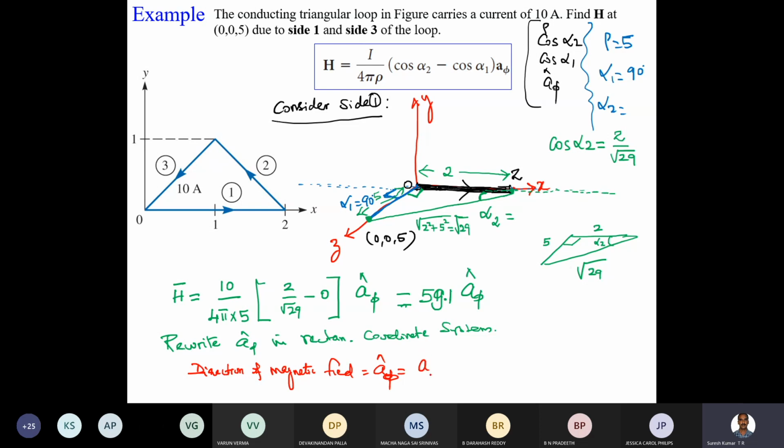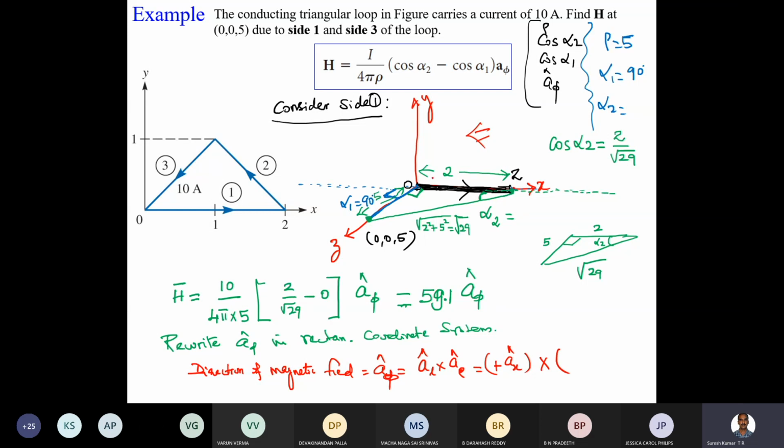What is the formula? AL vector cross A rho vector. What is AL vector? AL vector is the unit vector along the current direction, representing the direction of current flow. In this picture, what is the direction of current flow? In which direction is current flowing? It is flowing in the positive x direction, right? Cross product with the unit vector which is connecting the source and the observer.